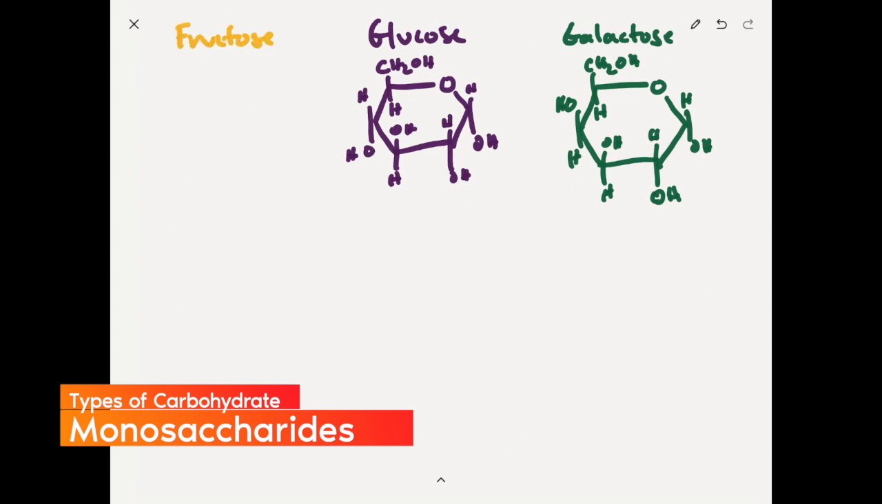Next we have fructose, and fructose looks a little bit different than glucose and galactose, and it's commonly drawn as a pentagon. Instead of having 5 carbons be part of the ring structure, fructose has 4 carbons as part of the ring structure, and then it has 2 carbons outside of the ring structure. So you can see there are 2 points where it's CH2OH outside of the ring structure. So those are our monosaccharides: fructose, glucose, and galactose.